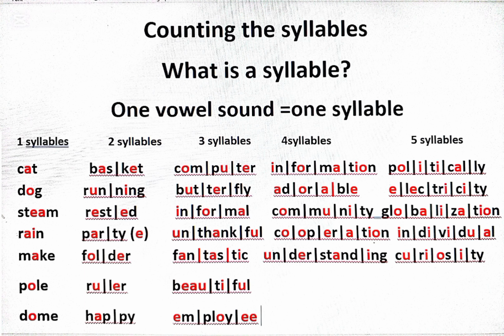Butterfly. This is why we can say that this word has three syllables. Next, informal. Informal. Three vowels, three syllables. Unthankful. Unthankful. For this word, we can apply a technique: if the root word has a prefix or a suffix, we can isolate, we can split the root word from its prefix or suffix.